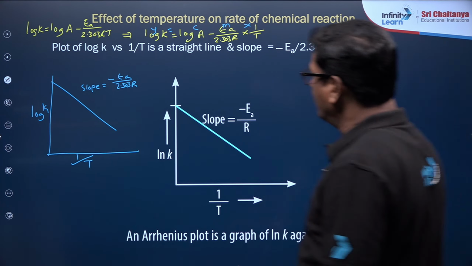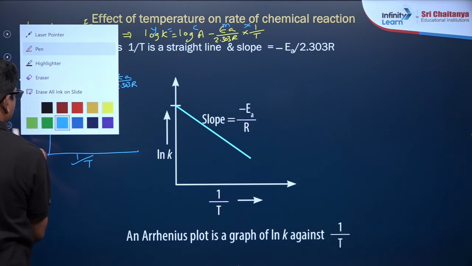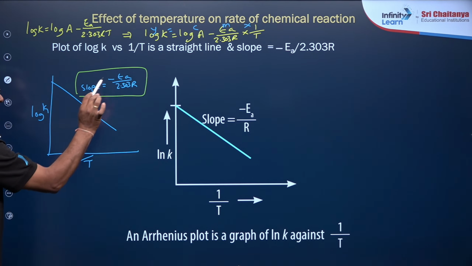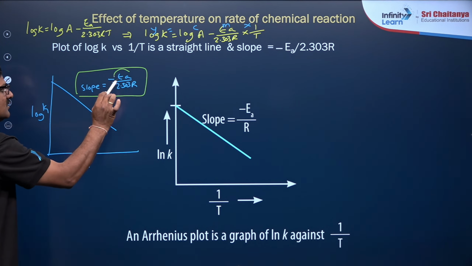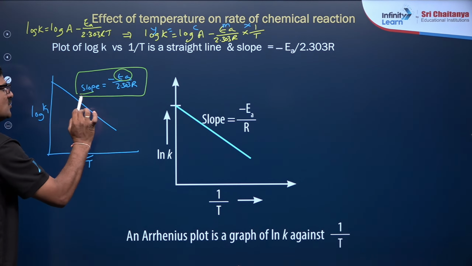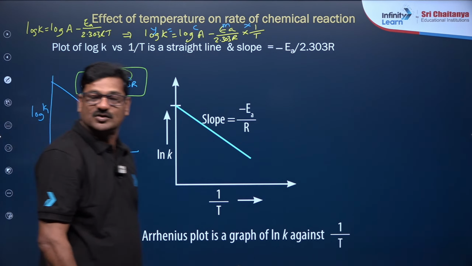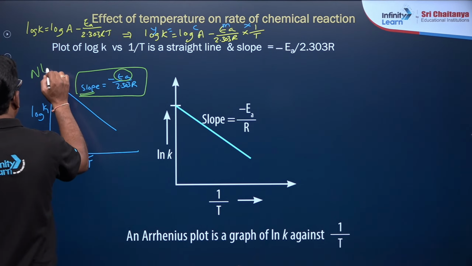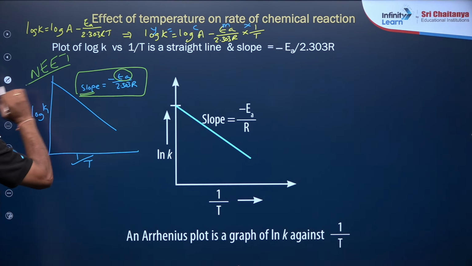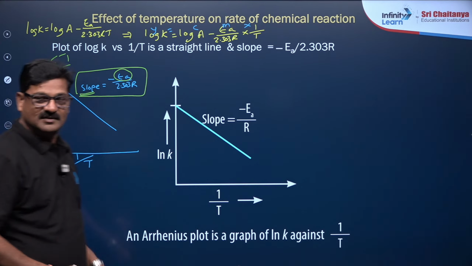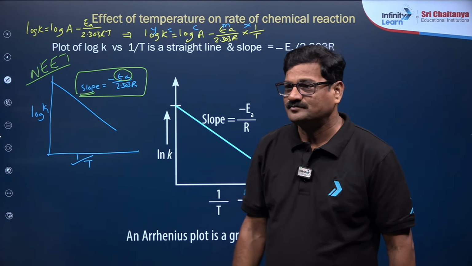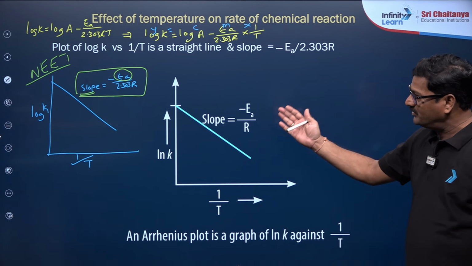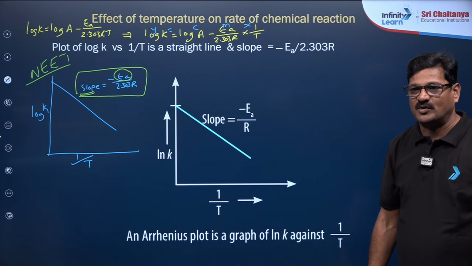And what is the importance of this? You see, the slope is going to be minus EA by 2.303 R. So in the examination, the slope will be given directly, and you will be asked to calculate the activation energy. In the NEET examination, you can directly use this. There is a little doubt; let this come first. We'll complete this and we can go to that if time permits.